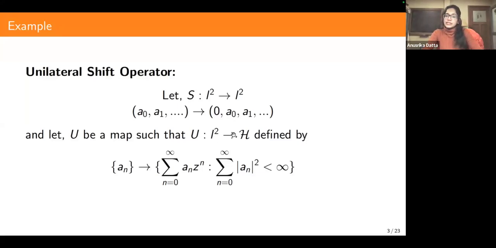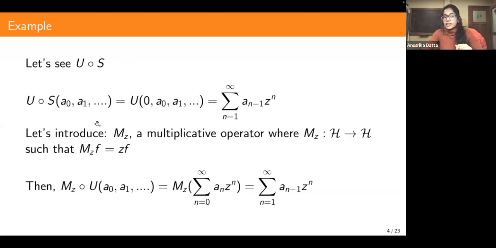So we are taking L2 to those Hilbert spaces, where we take all the sequences to their power series, where the coefficients of the power series are square summable. So this is my U map and this is my S map. Now we want to consider the composition of U and S. If we take U composed with S, then we get the power series with the shifted coefficients, just the coefficients shifted by 1.